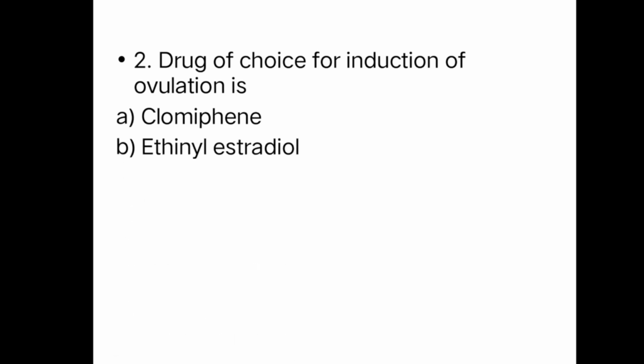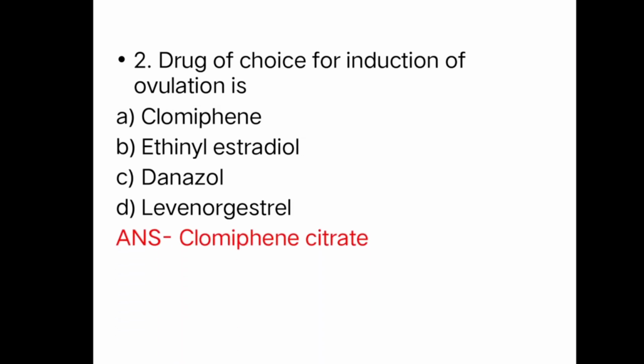So next question is, the drug of choice for induction of ovulation is. Among these 4 options, which is going to be the ovulation stimulant? Option A, clomiphene. Option B, ethinyl estradiol. Option C, danazol. And option D, levonorgestrel. Among these 4 options, the answer is clomiphene citrate. Clomiphene citrate is an ovulation stimulant. It is going to stimulate the ovulation.